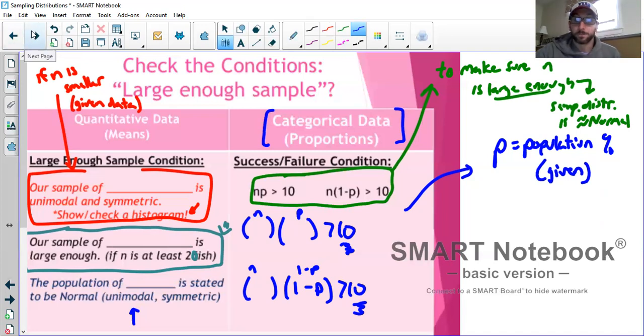Before we get an example, to pass, all three conditions have to pass. If any one condition fails, then the sampling distribution's not appropriate. So occasionally, like on your homework, you'll have a question that says, explain why the sampling distribution for means is not appropriate. That means one of the means conditions fails. You just got to tell me which one fails.